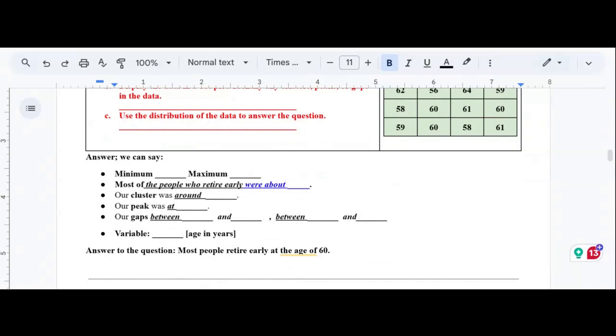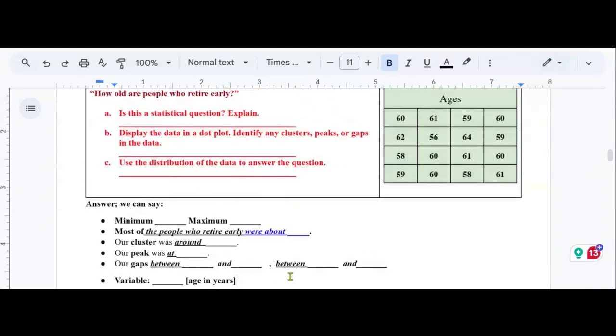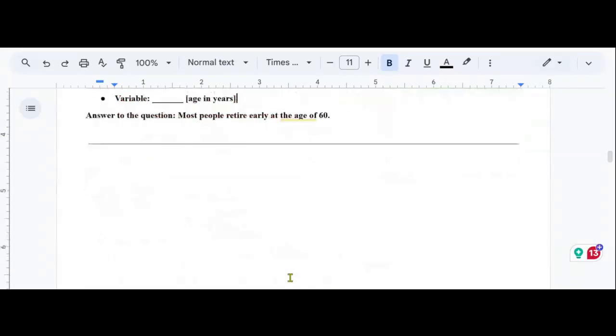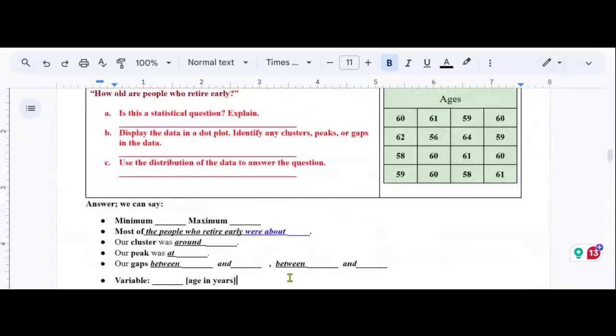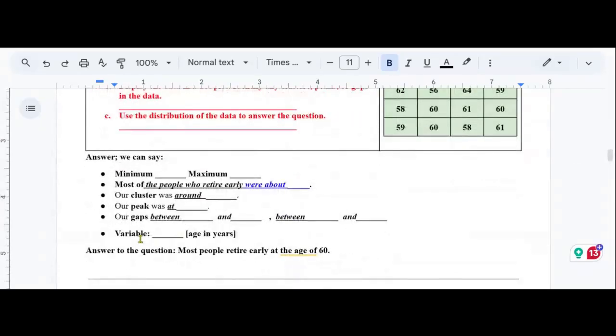Where are the gaps? You have to graph it so you can see. Between 62... I don't have a graph here, so you have to graph it yourself. And finally, it said answer to the question. What is the answer to the question? Most people retire early at age 60. Most people retire early at the age of what? 60. That's how you write it down.